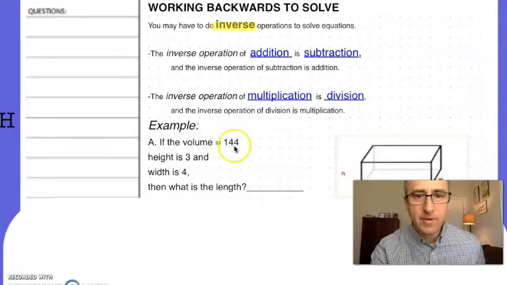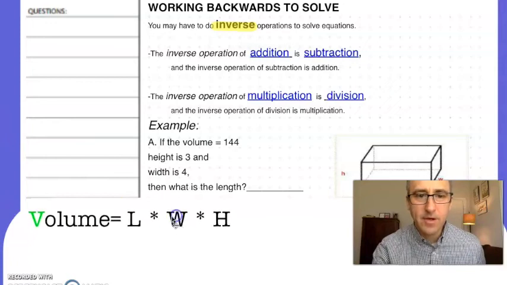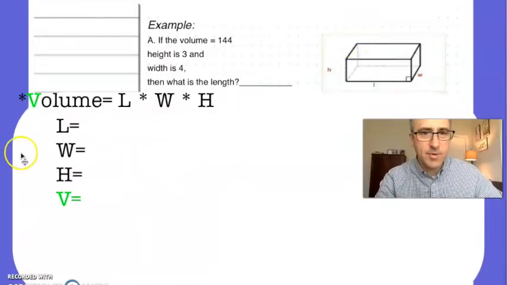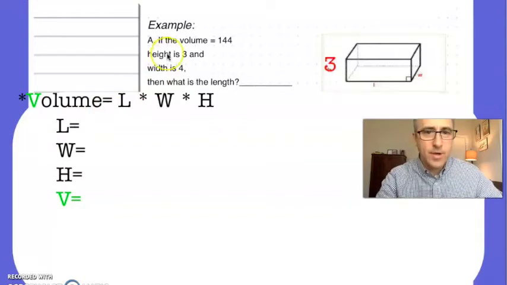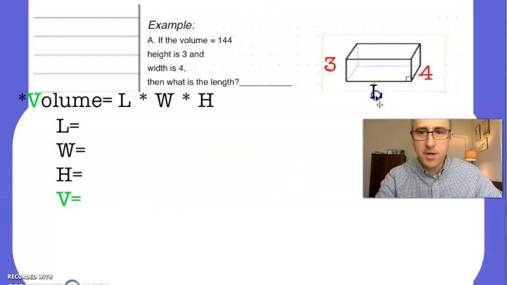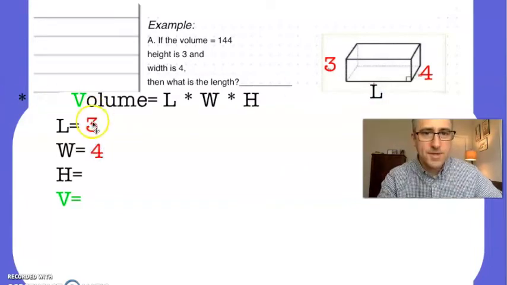When we're given the volume of 144, a height of 3, and a width of 4, what is its length? The first thing I'm going to do is rewrite my formula for volume, length times width times height, and then I'm going to fill it in with the information that I know. Let's label the shape on what we know. We know it's got a height of 3. We know that it's got a width of 4, but we don't know the length, so we're going to call that the variable L. Whoops, you're right, 3 was height, 4 was width.